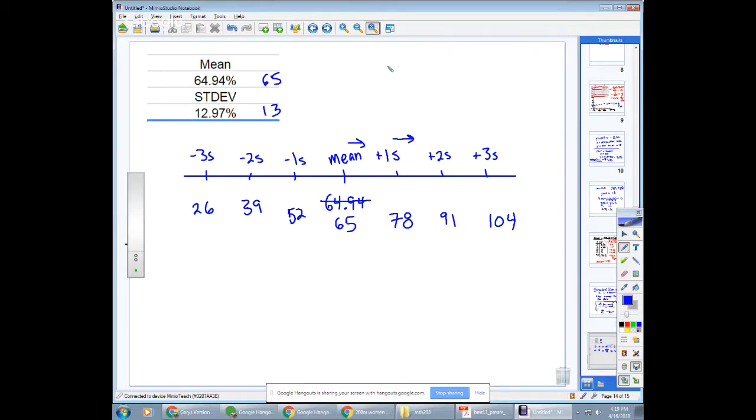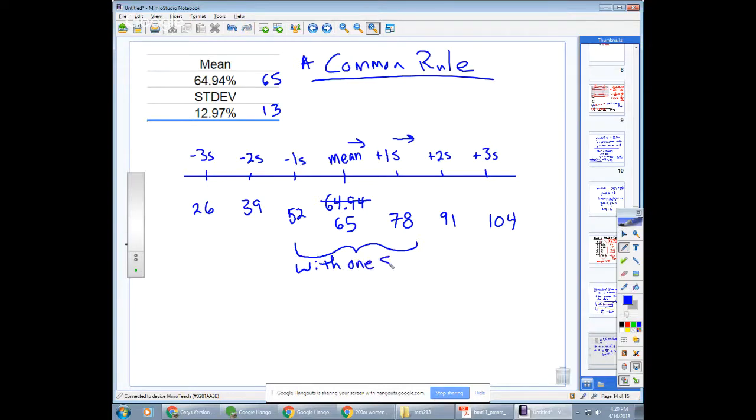And there's kind of this common rule of thumb. A common rule that within 1 standard deviation of the data, we expect to have around 68% of the data lives in there. So what this tells me is if I look back at that spreadsheet, 68% of the schools should have a ranking somewhere between 52 and 78. We'll check that out in just a minute.